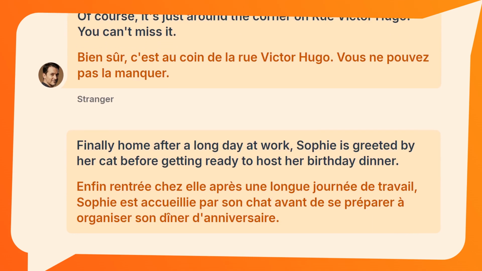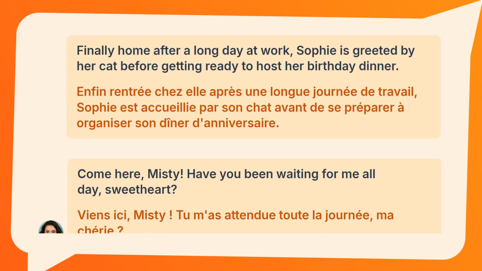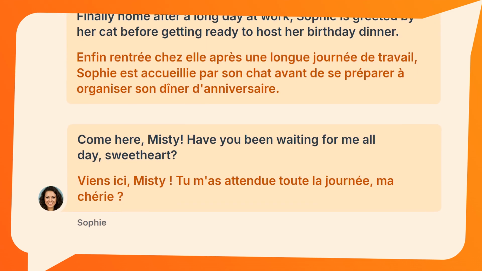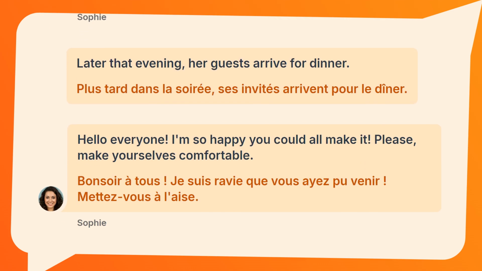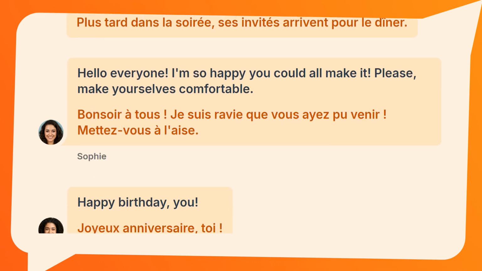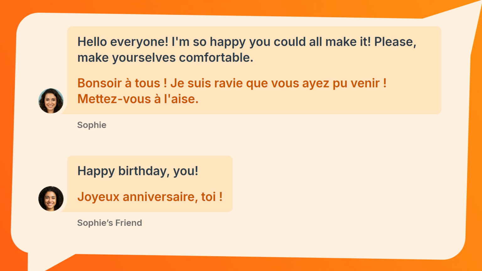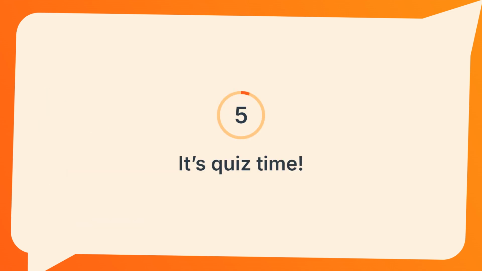Enfin rentrée chez elle après une longue journée de travail, Sophie est accueillie par son chat avant de se préparer à organiser son dîner d'anniversaire. Viens ici Misty. Tu m'as attendu toute la journée ma chérie? Plus tard dans la soirée, ses invités arrivent pour le dîner. Bonsoir à tous. Je suis ravie que vous ayez pu venir. Mettez-vous à l'aise. Joyeux anniversaire toi.